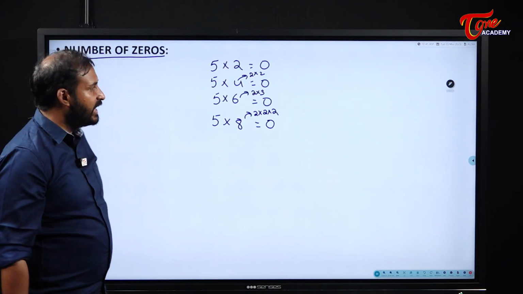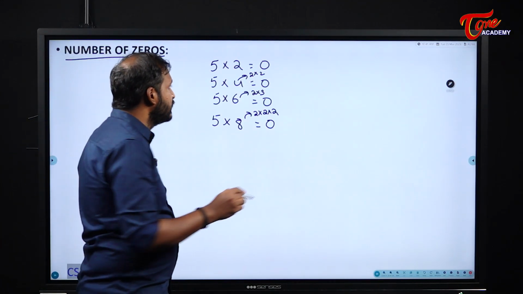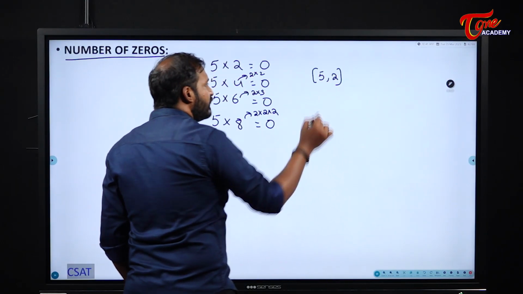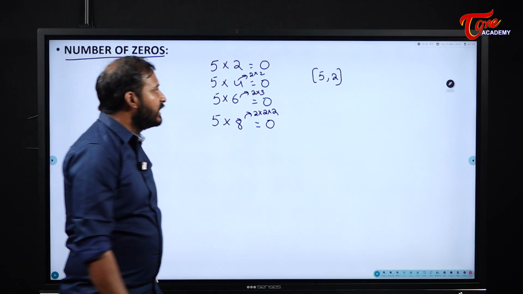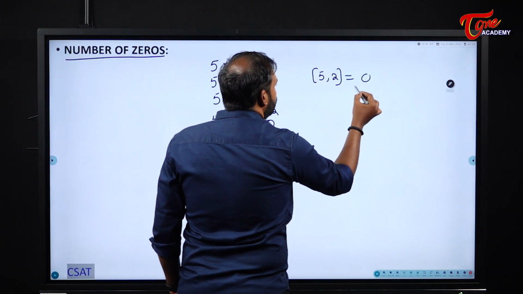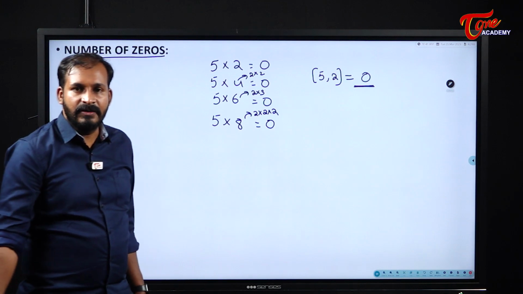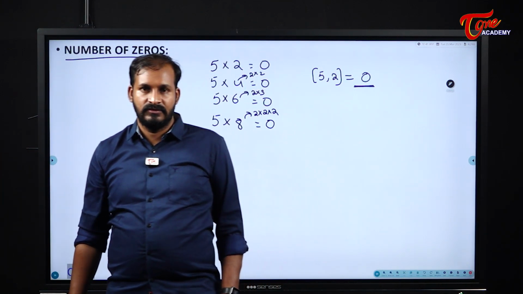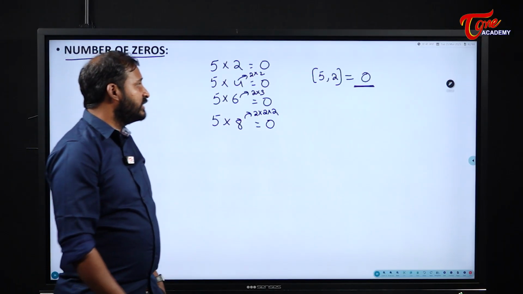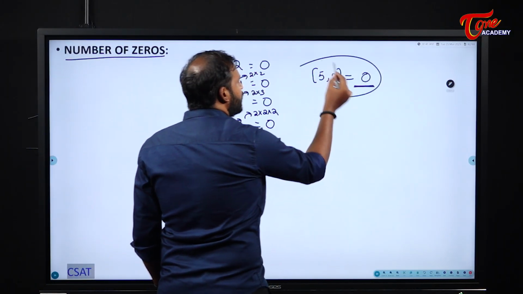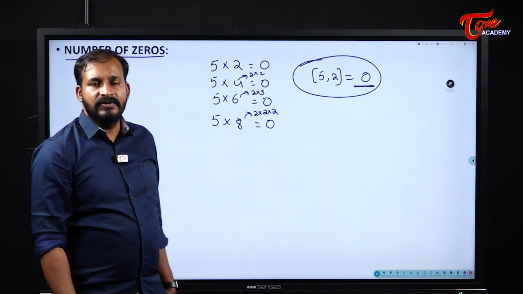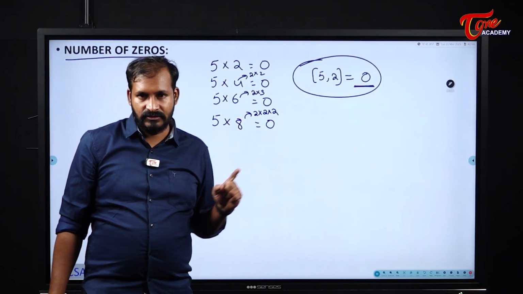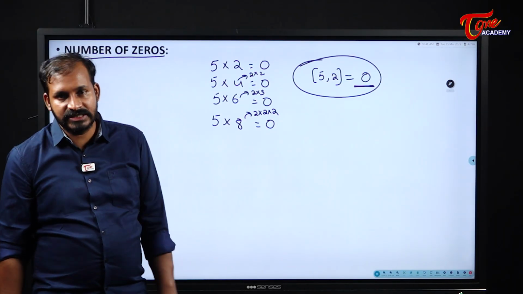So indirectly, when we get 10, it means we have a pair of 5 and 2. When we have a pair of 5 and 2, then we will get a 0. Understood? Whenever we have a pair of 5 and 2, we will get the units place as 0. Okay, understood, students? A pair of 5 and 2 will give us a 0.